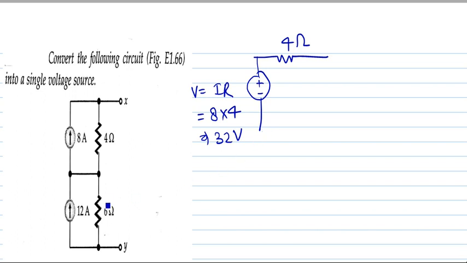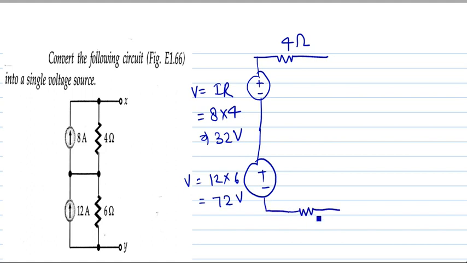In a similar manner, convert the second current source into an equivalent voltage source. So here we are having 12 ampere and 6 ohm. So here we will have plus minus V is equal to 12 into 6, that is 72, and here we will have a resistance that is equal to 6 ohm. This is the terminal X and this is the terminal Y.